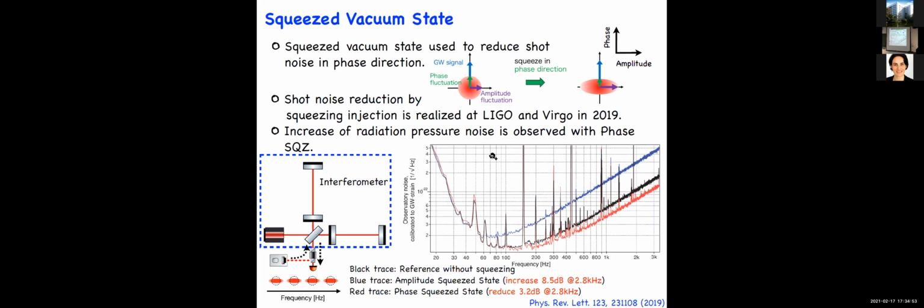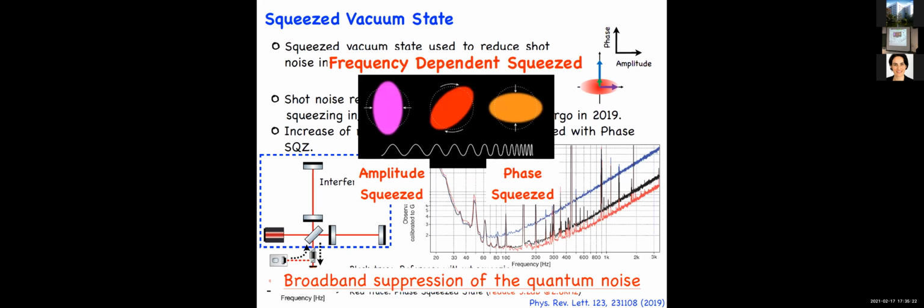noise issue. By the way, if we use amplitude squeezing to inject into the detector, we can find this blue curve. We can find the sensitivity becomes worse at high frequency. That's this curve. So for a good idea, we need to use a frequency dependent squeezing.